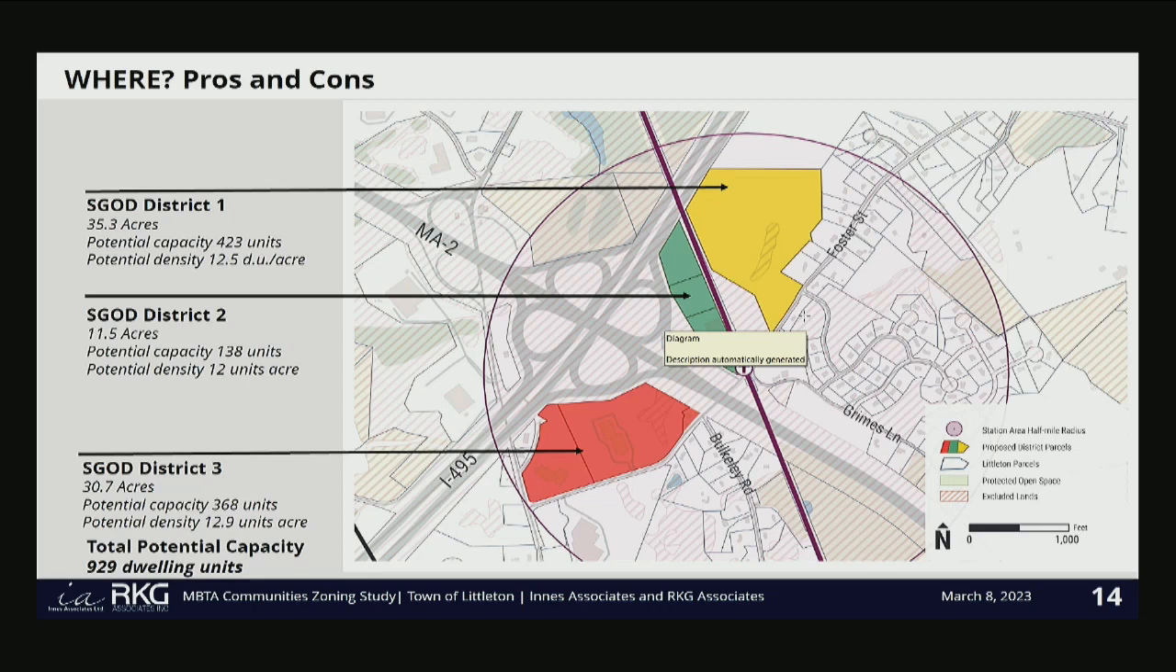So we have 35.3 acres in District 1. It had a potential capacity of 423 units, and this is based on the compliance model, which gives us a potential density of 12.5 units per acre. District 2 was 11.5 acres, a potential capacity of 138, potential density of 12 units per acre. And then District 3, 30.7 acres, potential capacity of 360 units, potential density of 12.9 units per acre. And that totals, if you were to zone for all of those at maximum capacity, 929 dwelling units.